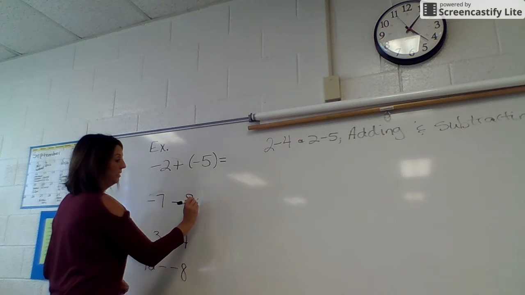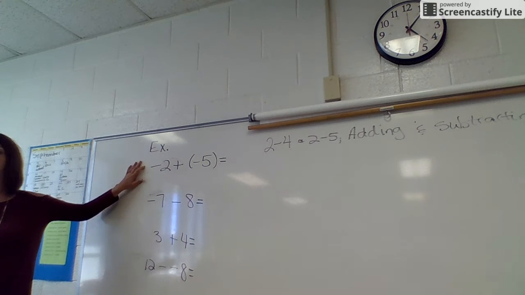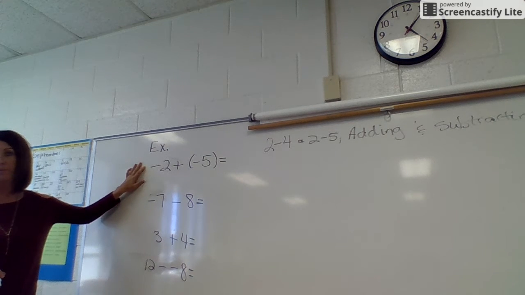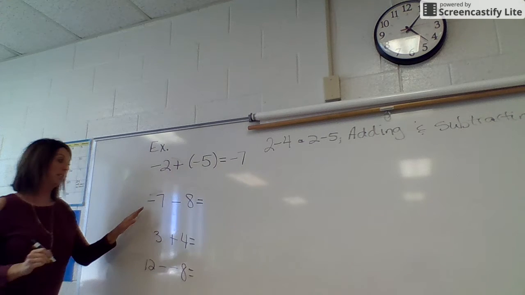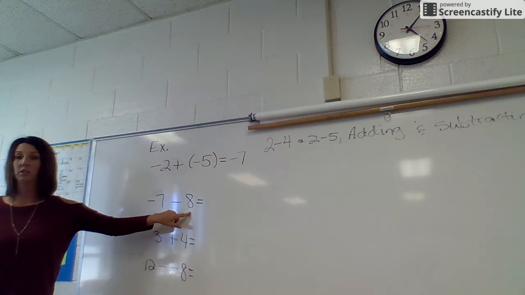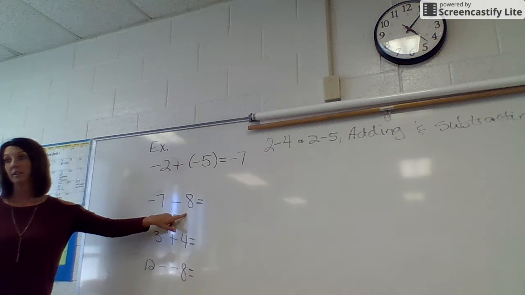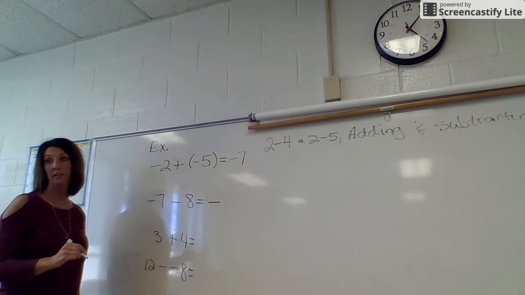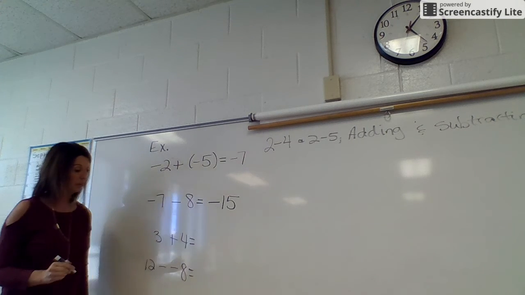Let's look at each one of these. First we have -2 plus -5. Anybody know what the answer is? Hannah: -7. She says -7. Is she right? Yeah. Next one is -7 minus 8, or you can see that as a -7 and a -8. Michaela: -15. She is right. Good job.